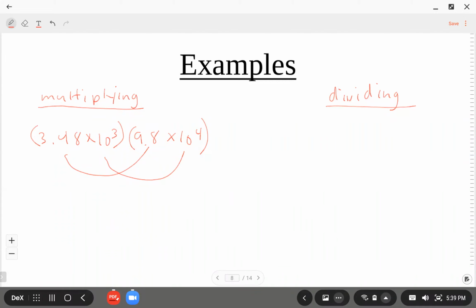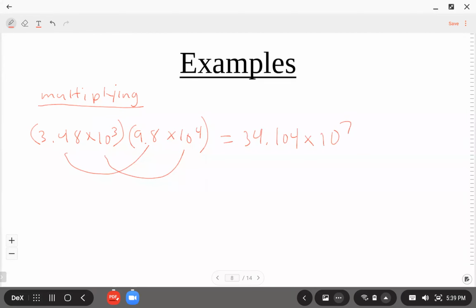And actually, I'll erase this so we have more workspace. So what is 3.48 times 9.8? Get out your calculators. 3.48 times 9.8 is going to be equal to 34.104 times, what is 10 to the third times 10 to the fourth? 10 to the seventh. Okay, moving on.